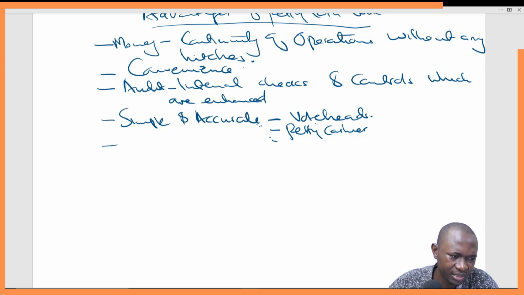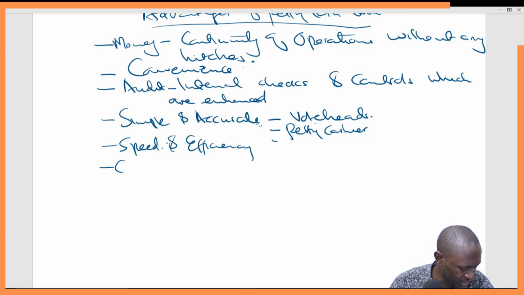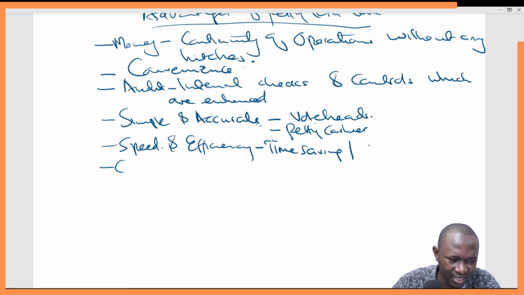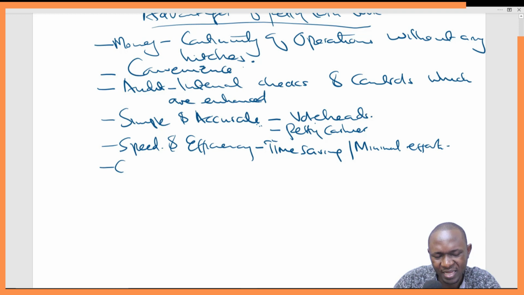You talk of speed being observed here, and efficiency. Speed, efficiency, convenience, all these are things. Convenience we've already written here. And at the end of the day, we are talking about time saving. We are talking about things like minimal effort, because the person who does that probably should have been trained and will keep on doing that over and over again. So that makes it very easy for him, and less effort will be spent on doing this job.